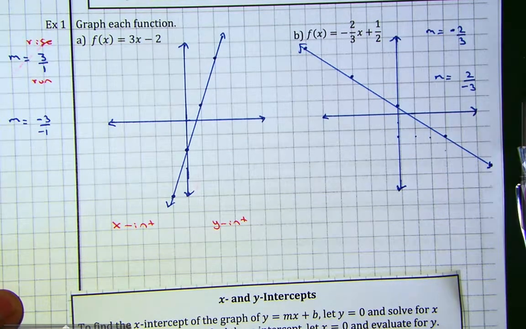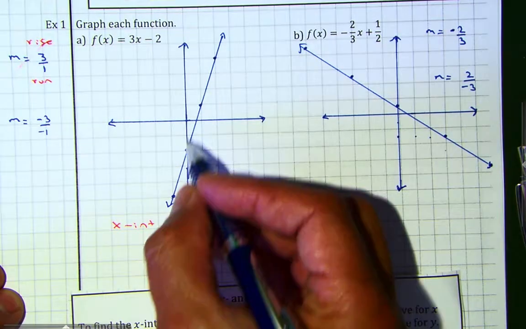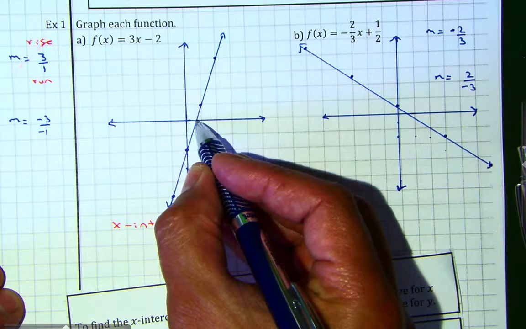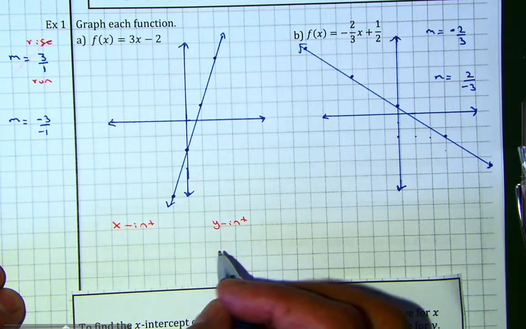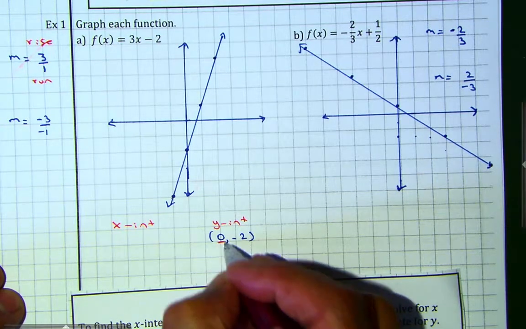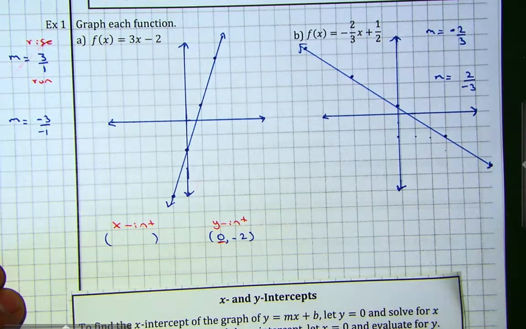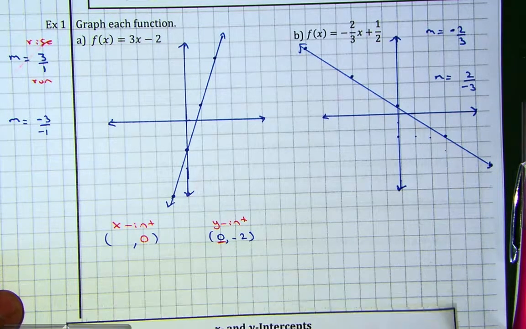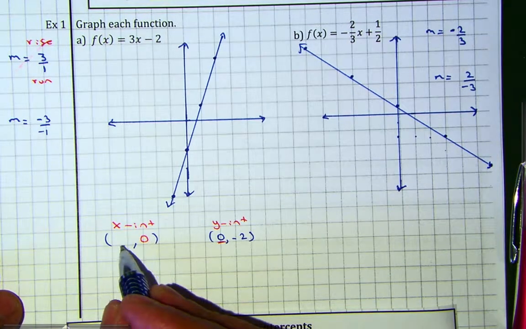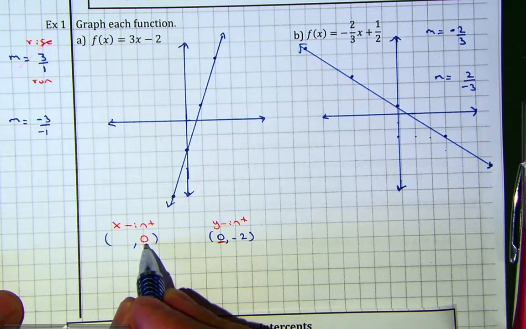To find your x-intercept, we're going to let, because if you notice in this case, we don't know where it crosses. We know that your y-intercept is (0, -2). To find your x-intercept, we're going to let your y equal 0 and solve for x. So let's do so. In this case, your x is what we're looking for. Your y will be 0.